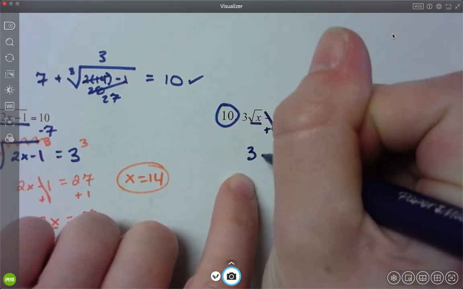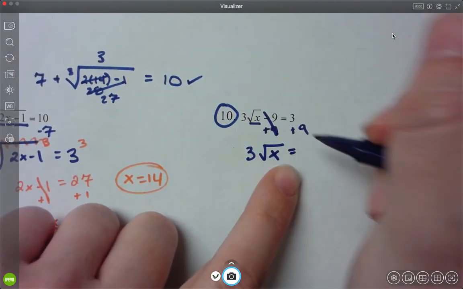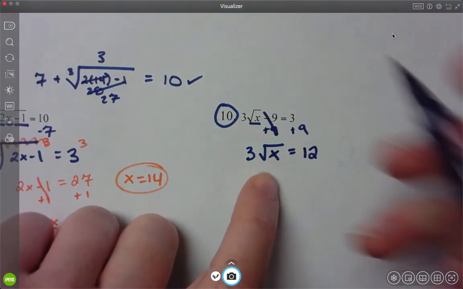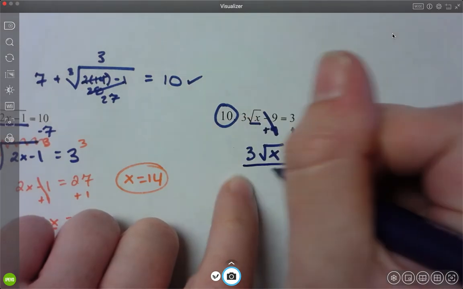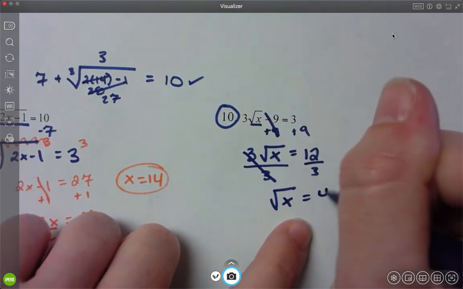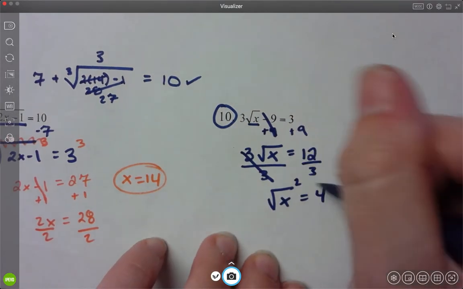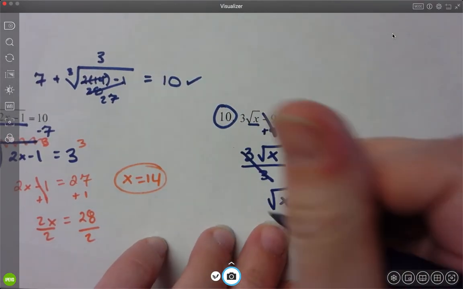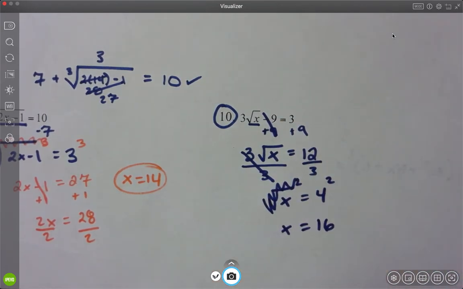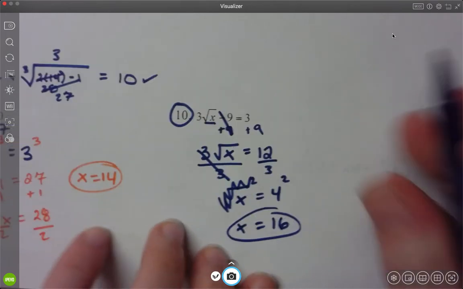Okay, so 3 square root of x equals 3 plus 9, which is going to give me 12. And then what I can do is, to get rid of that 3, I'm going to divide by 3. So the square root of x is going to be 4. And then I'm going to square both sides, okay, to get rid of that square root. And x is going to be equal to 16. Kind of like our first example was. That's kind of nice. Okay, let's check.